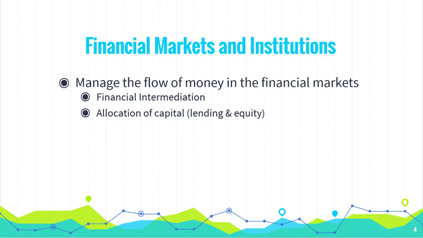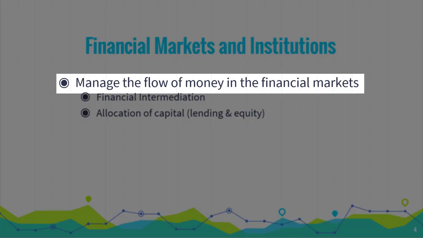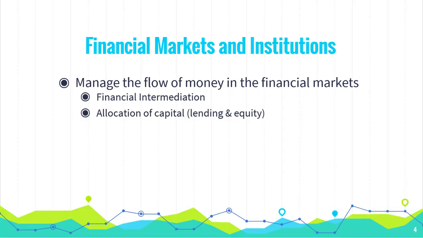The second track in finance is related to financial markets and institutions. These firms manage the flow of money in the financial markets and help determine where capital is allocated across the economy. This first term here, financial intermediation, is an important notion in the world of finance, and it refers to the idea that there are savers of money in the world and there are consumers of money in the world.